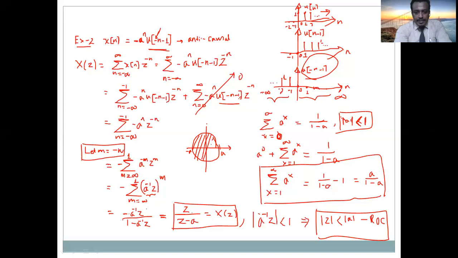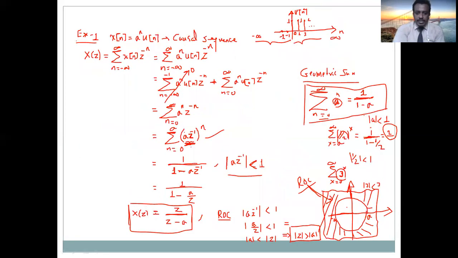Inside the circle. So here is the region of ROC. All values of Z inside the circle make the Z transform exist. If you take any value of Z outside this circle, the Z transform does not exist. That's the meaning of region of convergence.